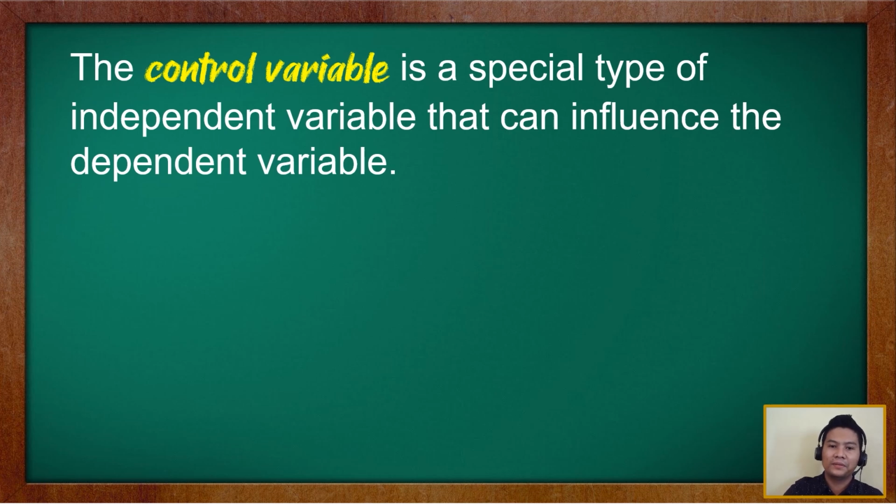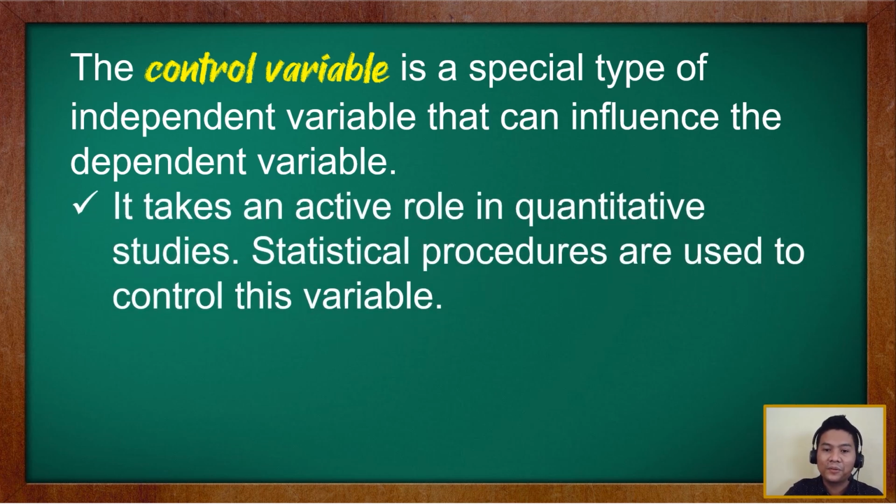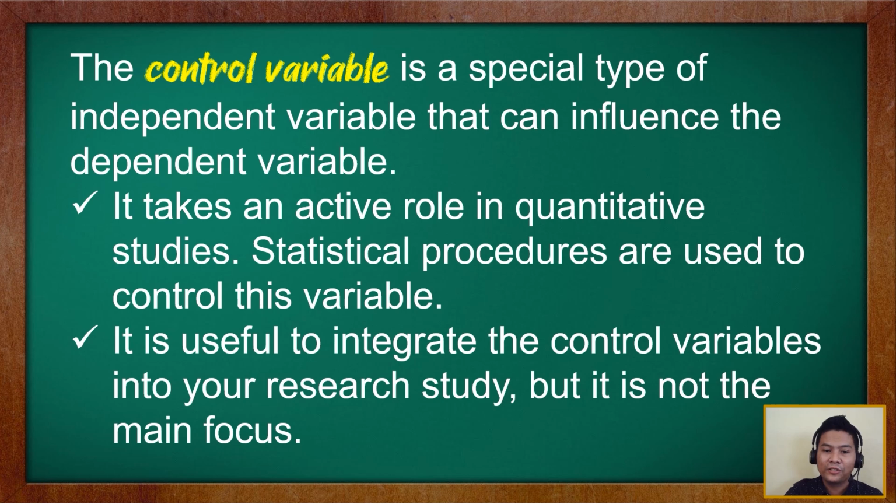The control variable is a special type of independent variable that can influence the dependent variable. It takes an active role in quantitative studies. Statistical procedures are used to control this variable. It is useful to integrate the control variables into your research study, but take note, it is not the main focus.